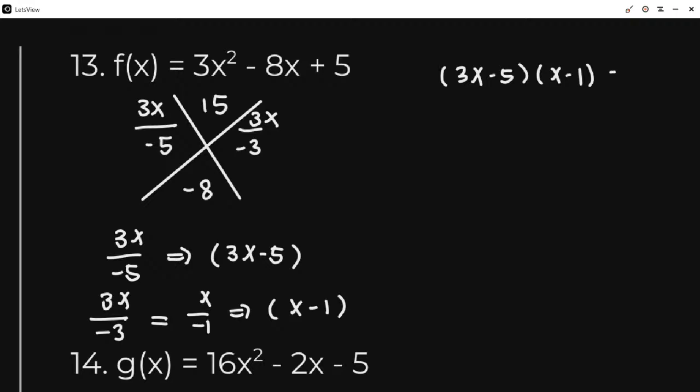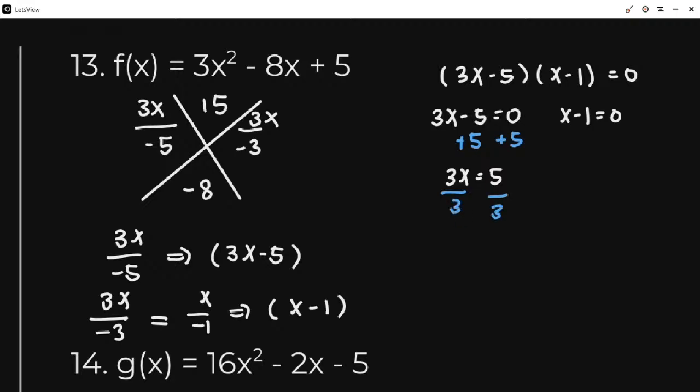Then to solve, we're going to set it equal to 0. So 3x minus 5 equals 0, and x minus 1 equals 0. For the first one, we're going to add 5, so we get 3x equals 5. And then divide by 3, so we get x equals 5 over 3. And for the other one, we're going to add 1, so we get 1.